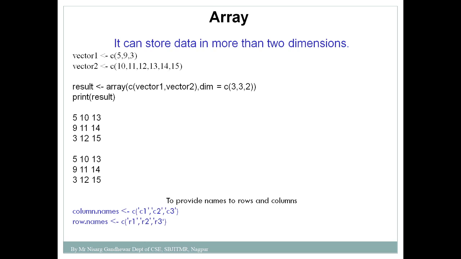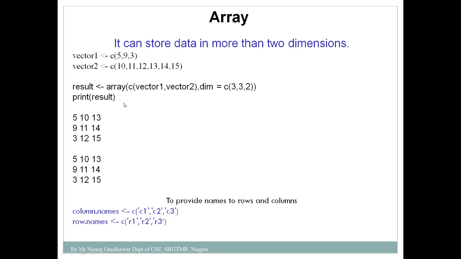In matrices we have seen generally we create data in two dimensions, but suppose we need to create data in more than 2 dimensions. At that time you are going to use the concept of array. So first of all, here you can see I have created 2 vectors. One vector containing the elements 5, 9, 3, another vector containing elements 10, 11, 12, 13, 14 and 15.